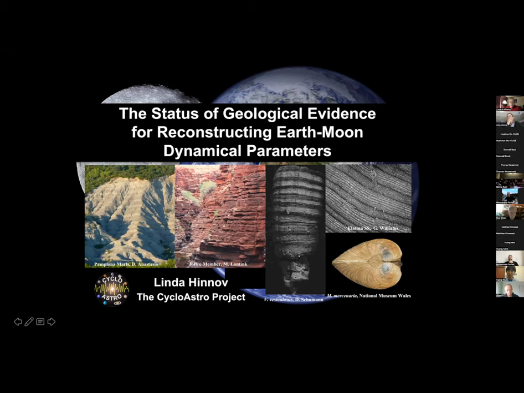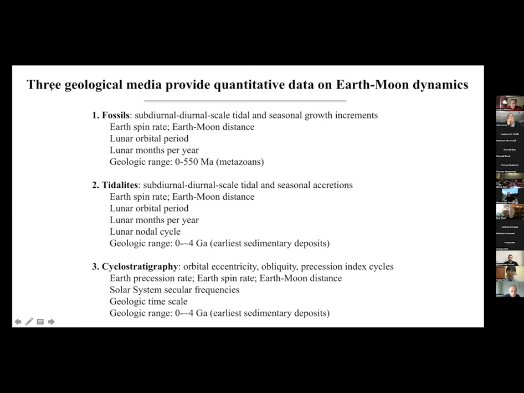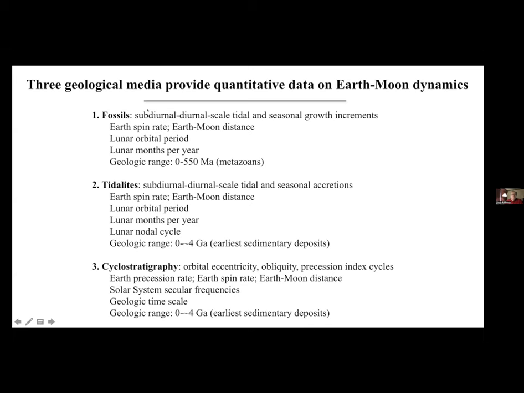So to summarize what I just said, we have three geological media that provide quantitative data on Earth-Moon evolution. The first set of media that came to light were the fossils, invertebrate marine fossils, which have subdiurnal, diurnal scale, tidal, and seasonal growth increments. And they give us information about the Earth's spin rate, and thereby the Earth-Moon distance, the lunar orbital period, and lunar months per year, especially if they record the tides and the fortnightly tides. But they are limited to a range of only the most recent half a billion years. And of course, the Earth is 4.5 billion years old. And so we have to turn to other media to fill in the blanks.